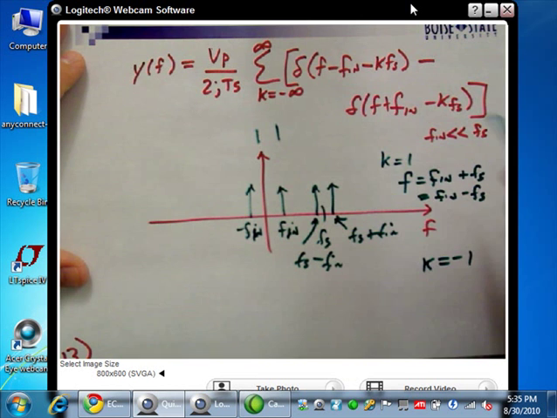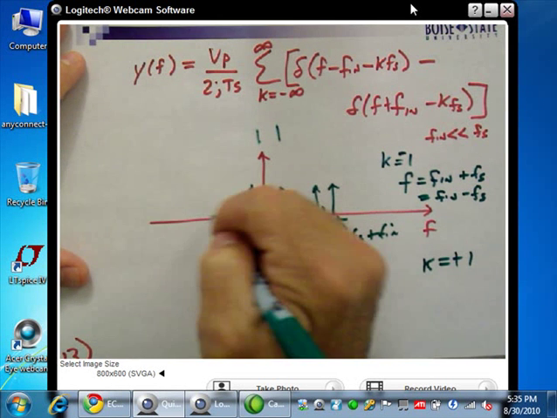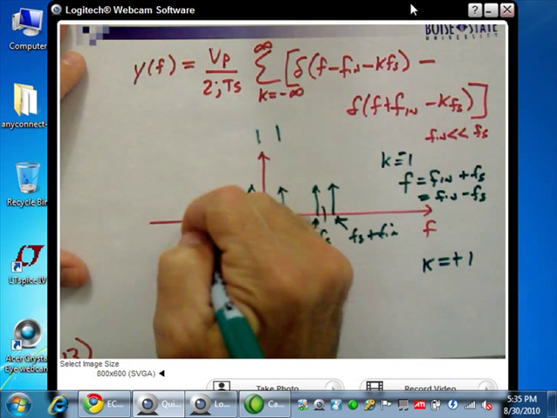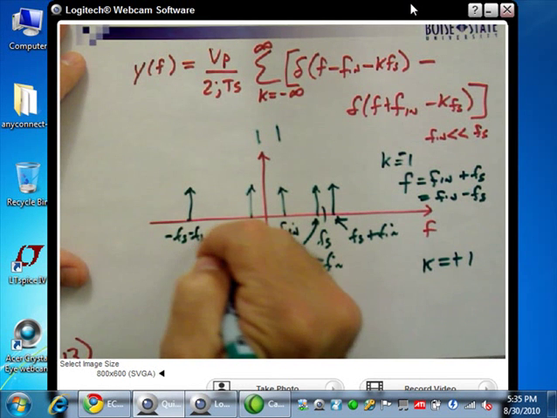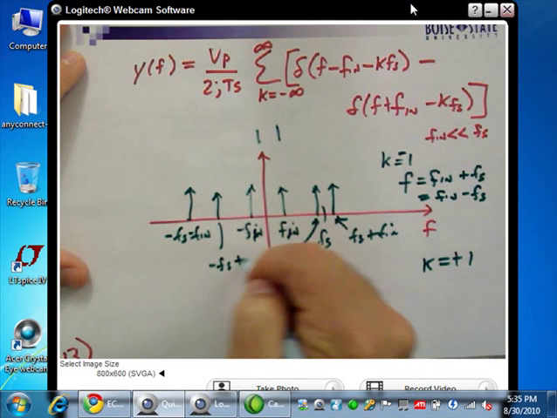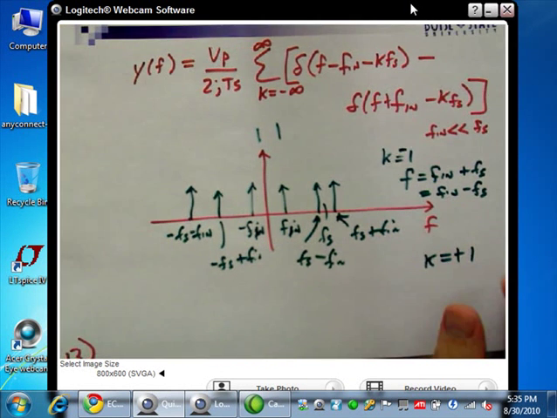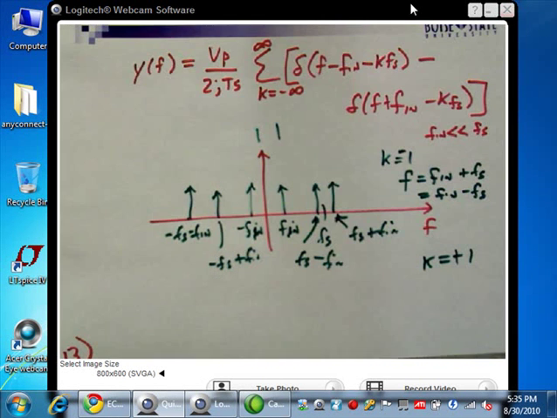Whoops, I'm off. This should have been minus 1 here. And then if k is 1, then we get it going over here at f sub s minus Fn and minus f sub s plus Fn, etc. You've all seen this before, I assume, right? Okay, so bottom line is we get all these aliases.